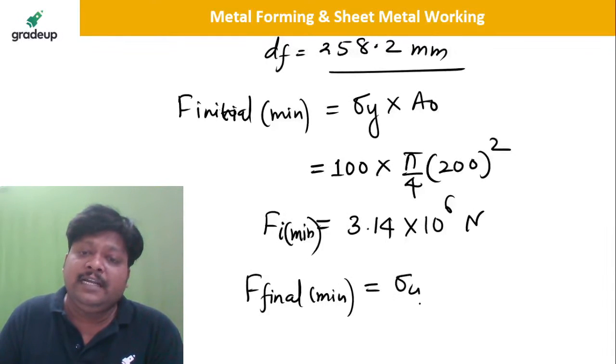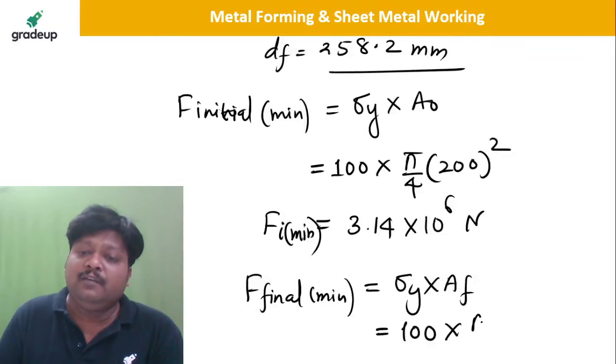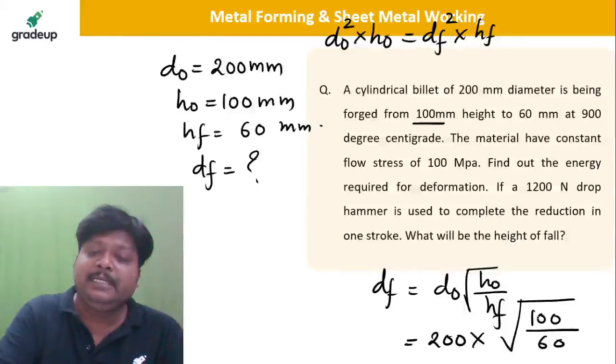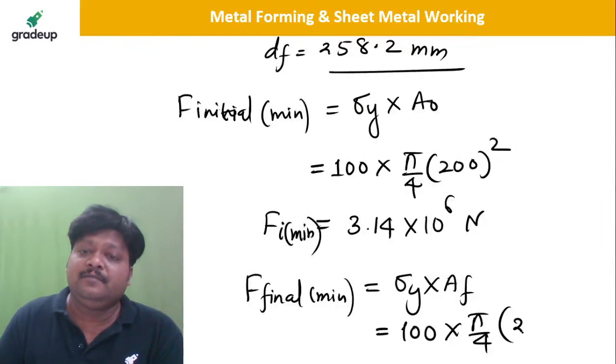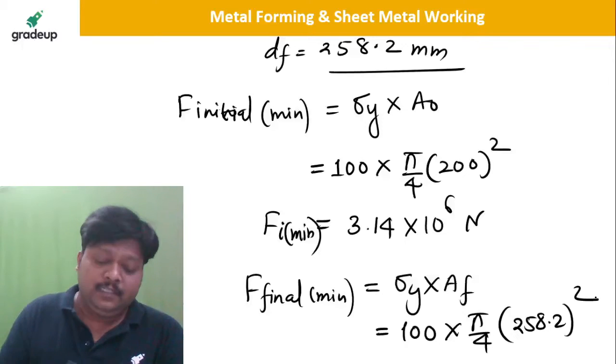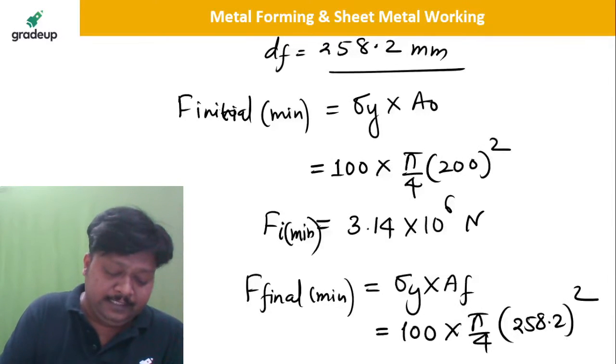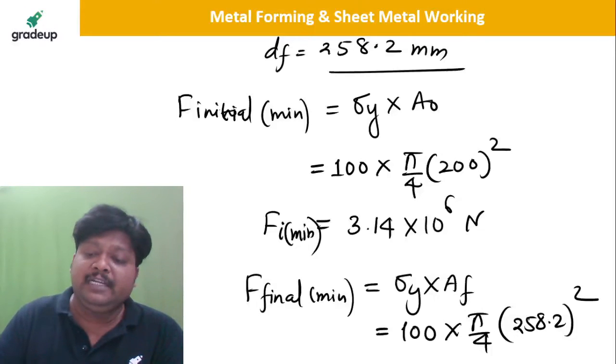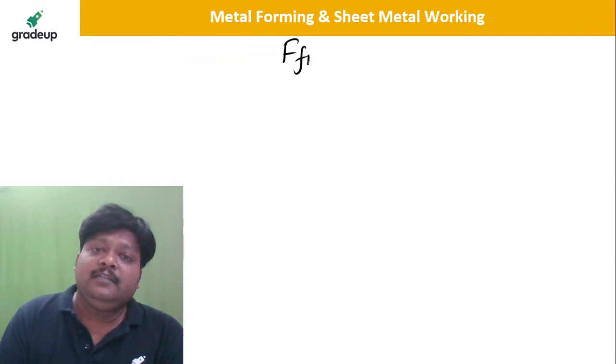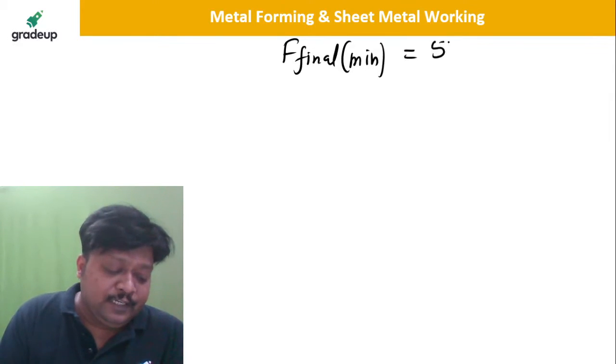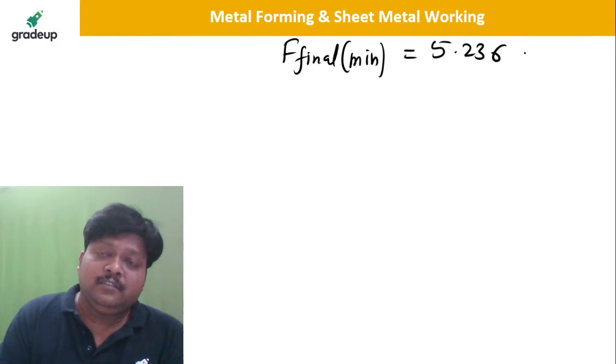It will be sigma y into A final. So sigma y is how much? 100, into pi by 4, final diameter 258.2 whole square. So 258.2 whole square into 0.25 pi into 100. So it will be 5.23 meganewton. F final minimum will be 5.236 into 10 to the power 6.